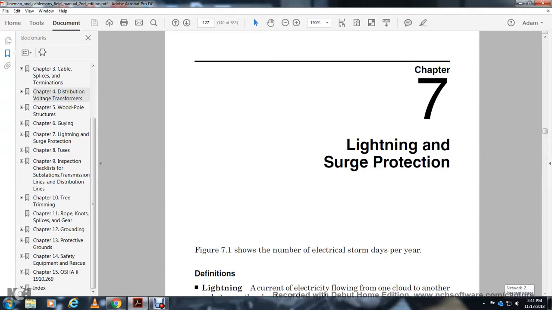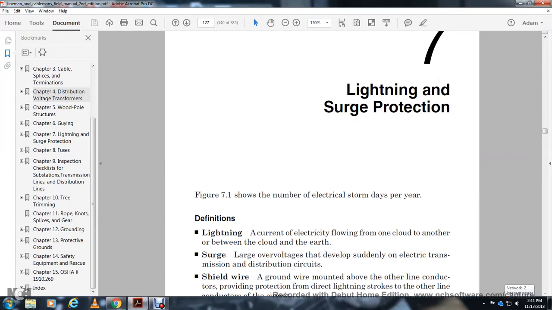Alright, Chapter 7, Lightning and Surge Protection. Figure 7-1 shows the number of electrical storm days per year. Lightning is defined as current electricity flowing from one cloud to another, or between the cloud and the earth.